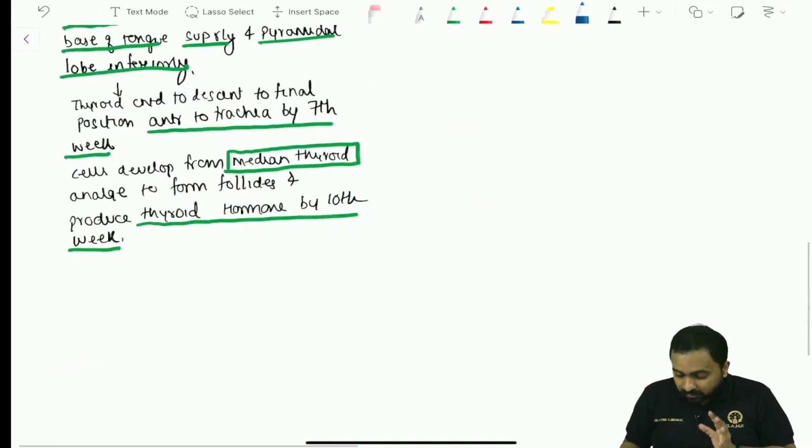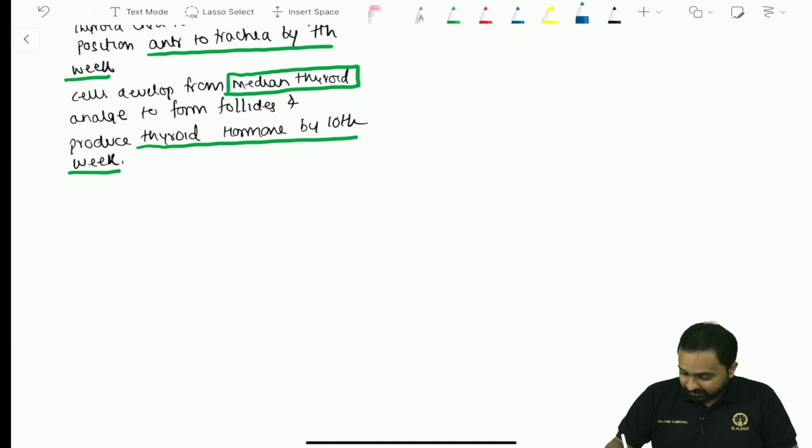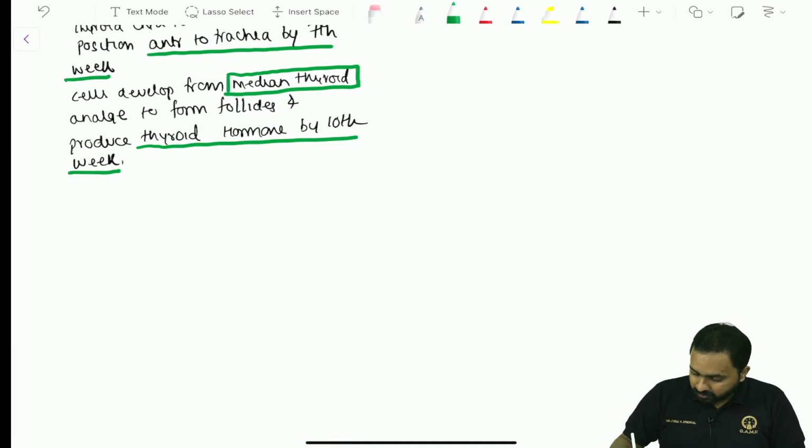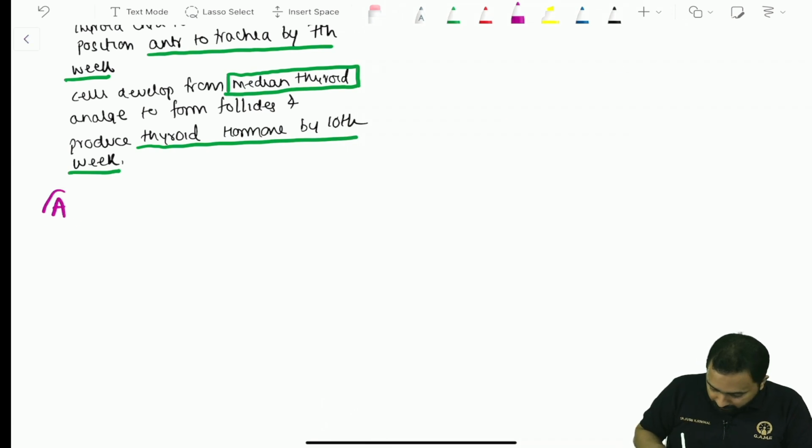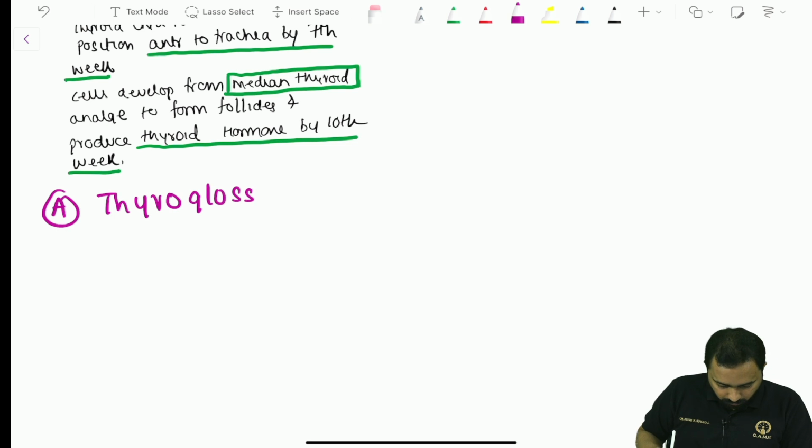Now, the disorders that we were discussing about, so the first one that we would discuss is your thyroglossal cyst.